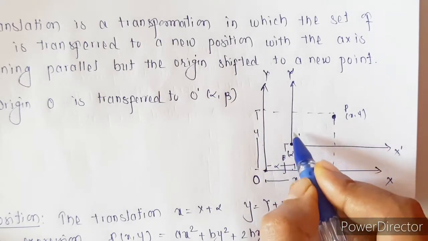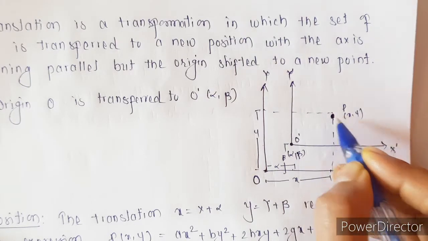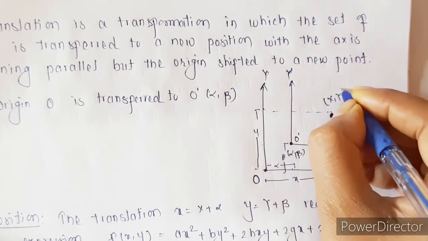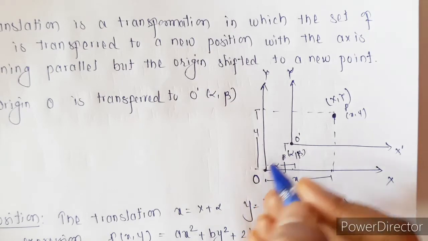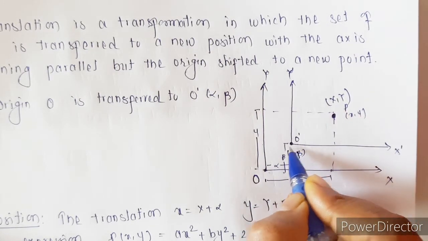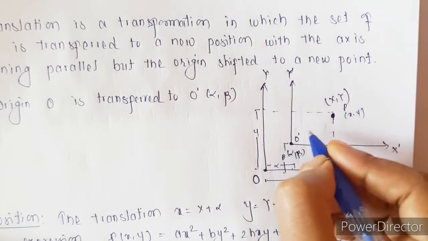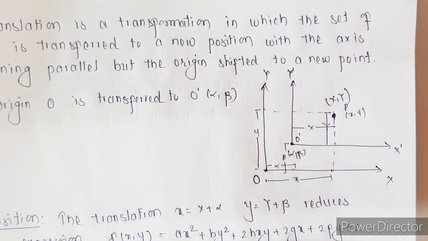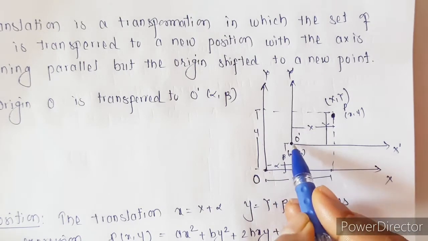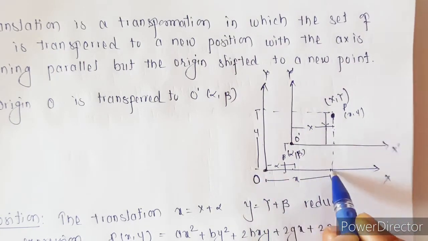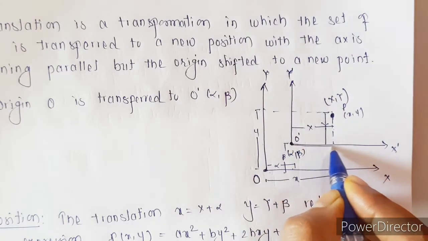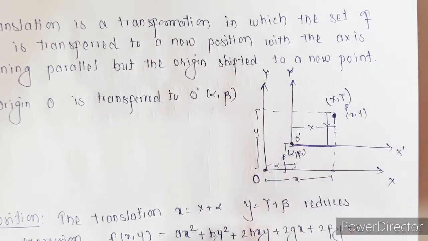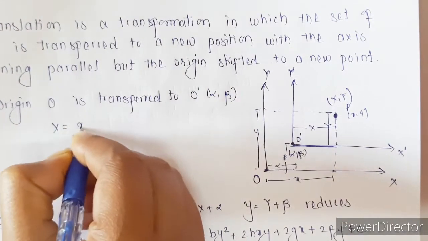Right? Now since we have shifted our origin, let me mark this point, which was x, y with respect to the original axes, as capital X and capital Y. Now this capital X is this distance, and this distance is capital Y. If I talk about the original one, this capital X is nothing but small x minus alpha. So capital X is nothing but x minus alpha.